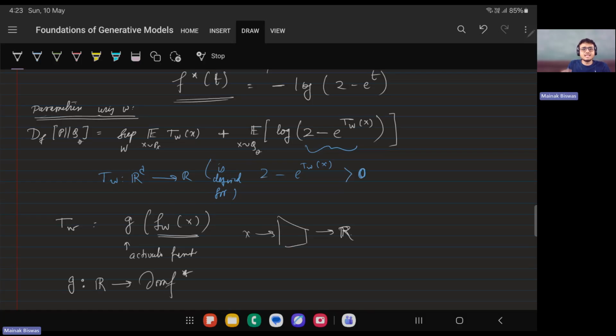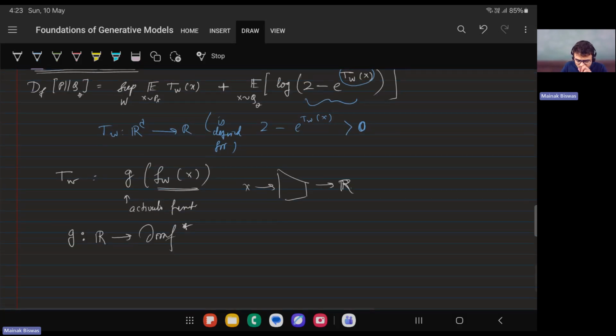Because you can clearly see that the f star function that I have is a function of this t_w function. And if you have t_w in f star, if you have a real value, for example t_w is equal to just 3, then e to the power t_w is 3, and 2 minus 3 is minus 1. Log of minus 1 is not defined, so this function would not be defined. To make the function be defined, we have to put an activation function over the end of the neural network so that it projects it onto the domain of f star.